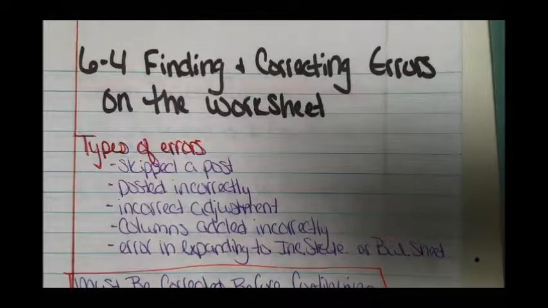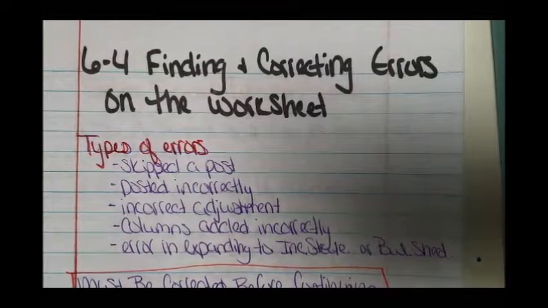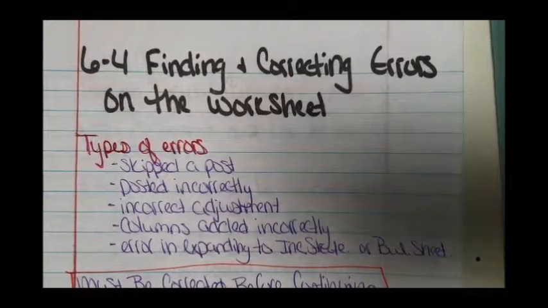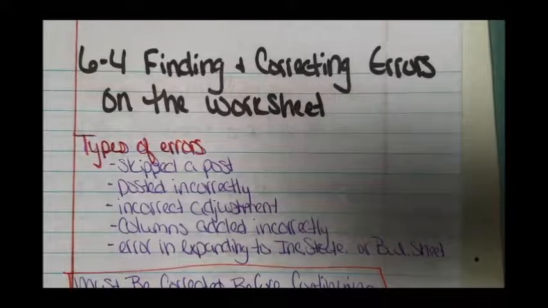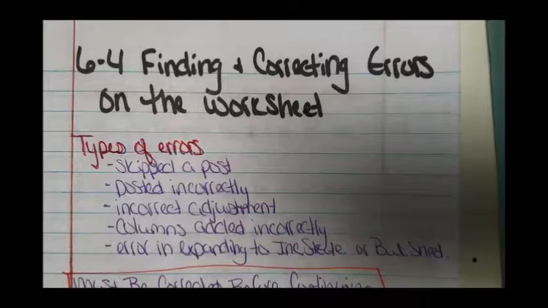Okay, this is going to be Accounting 1. We're working on Chapter 6, Lesson 4. And this lesson is all about finding and correcting errors on the worksheet.